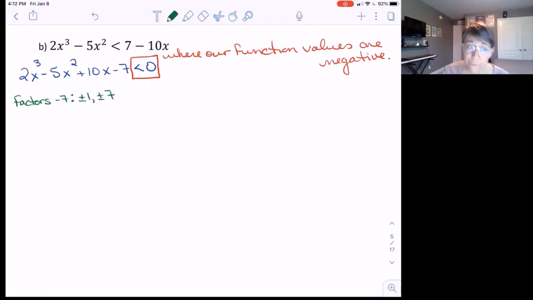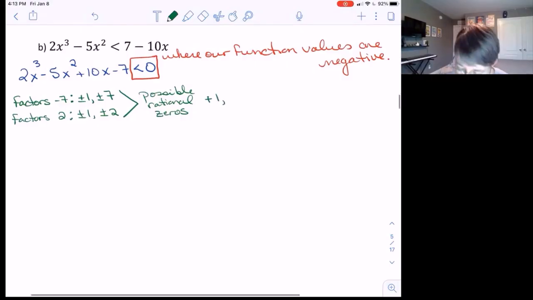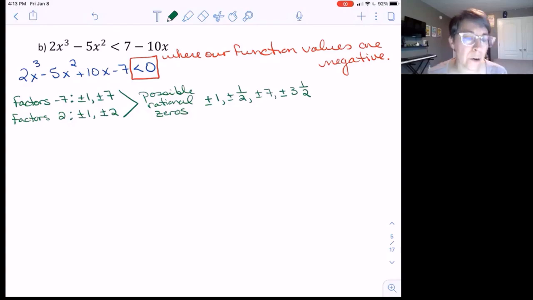And factors of the first coefficient, which would be plus and minus 1, plus and minus 2. So our possible rational zeros would be plus or minus 1 over 1, which is 1, plus or minus 1 over 2, which is 1/2, plus or minus 7 over 1, which would be plus or minus 7, and plus or minus 7 over 2, which would be plus or minus 7/2 or 3.5. So we can't forget about the stuff we learned earlier. We may need to use it again later, out of the blue.